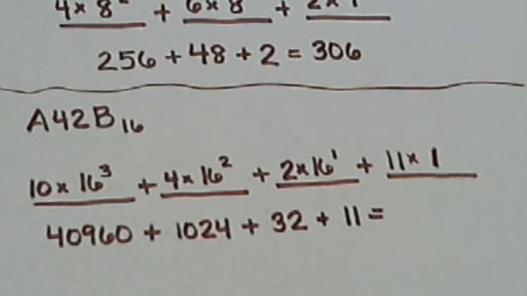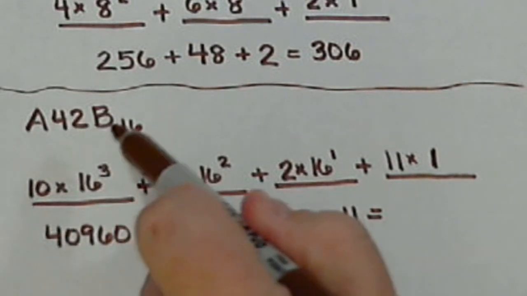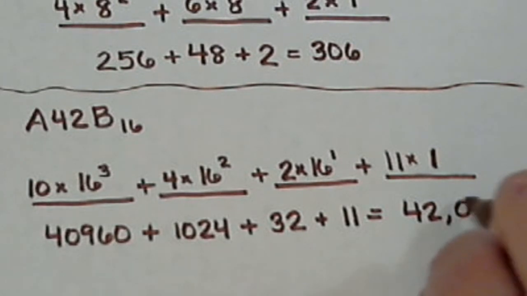And then finally we add those together. And so the hexadecimal number A42B is our decimal number 42,027.